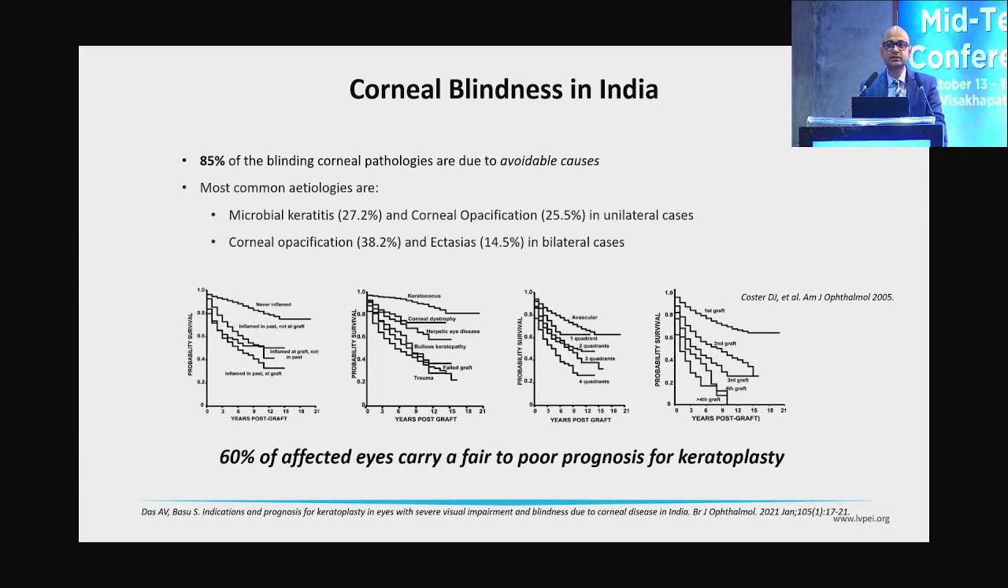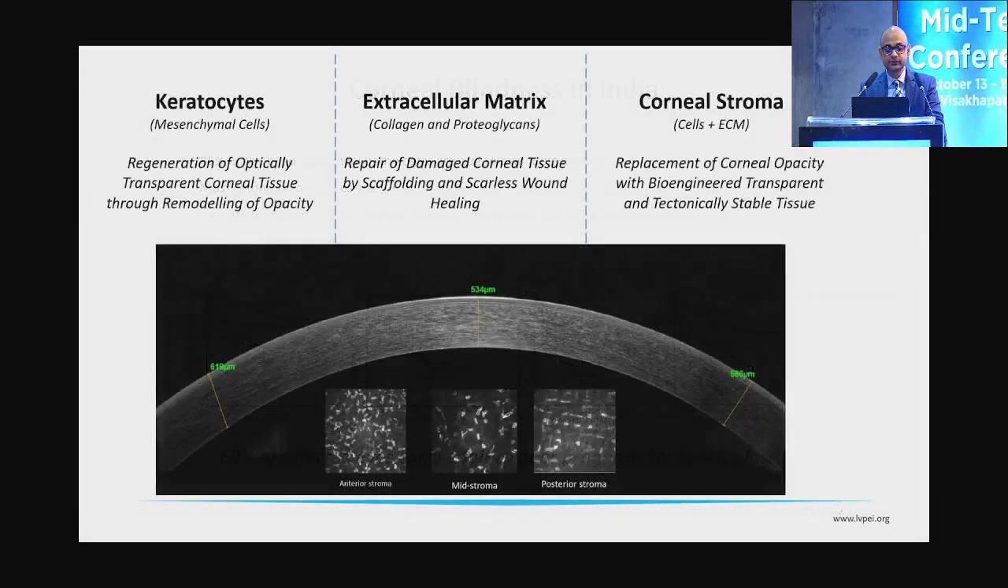Unfortunately, most cases that have corneal opacification because of injury and trauma also carry a very poor prognosis for corneal transplantation. So most of these cases actually are not amenable to corneal transplantation, and therefore we need to look for other options. Otherwise, if we just try to address corneal blindness in India with corneal transplantation alone, we will end up in a few years with more and more failed grafts than anything else.